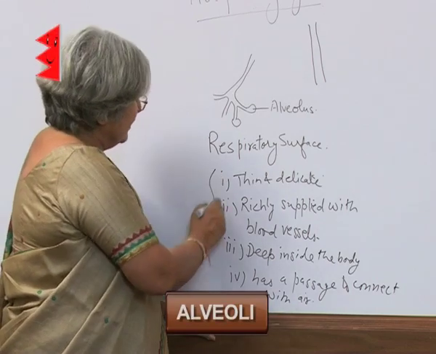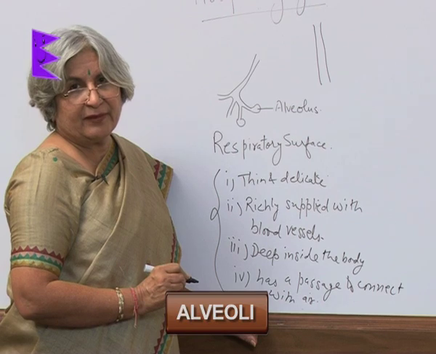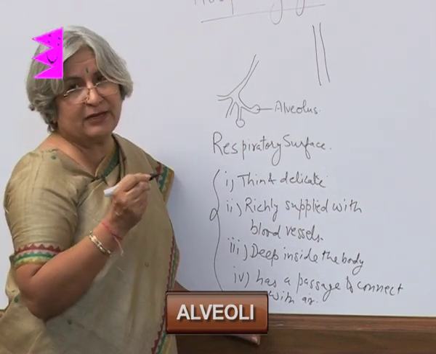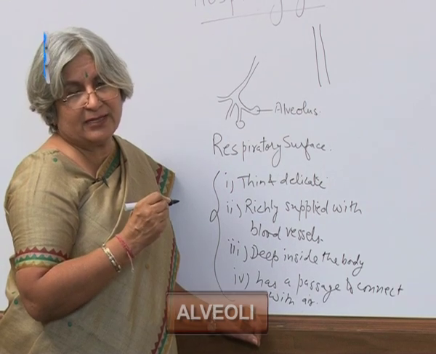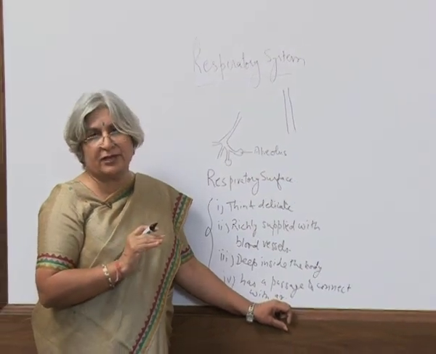So, all these features are there in case of the alveoli. So, why is there so much branching? To increase the surface area for exchange of gases. So, it is very important that there is enough surface area for exchange of gases.